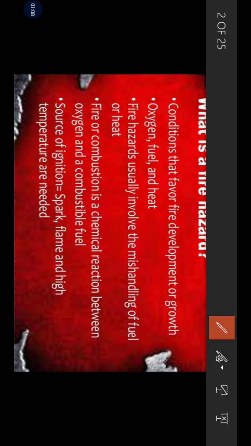First, we can see what the fire hazard is. A fire or combustion is a chemical reaction between oxygen and a combustible fuel. What are the materials needed? Oxygen, fuel and heat.